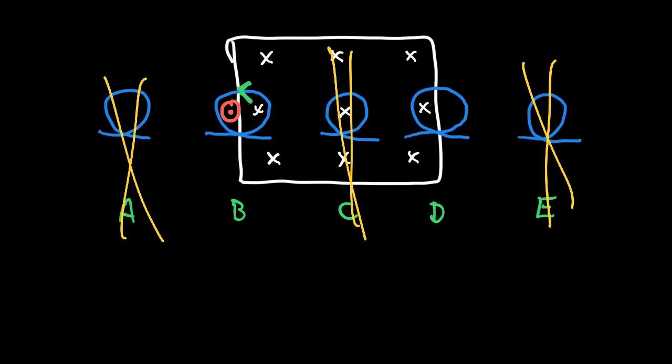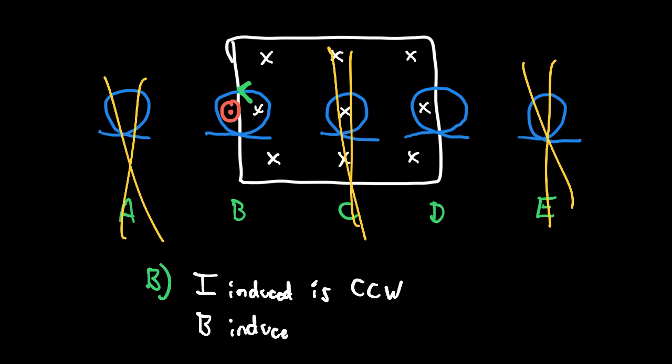Okay? So this induced current at B, I induced, is counterclockwise, and B induced. What direction is the induced magnetic field? Out of the board, positive k.